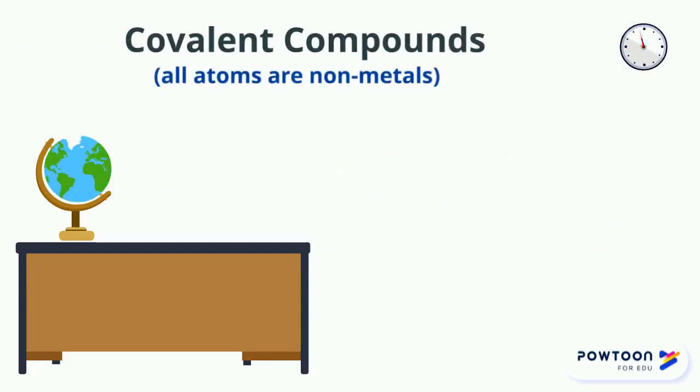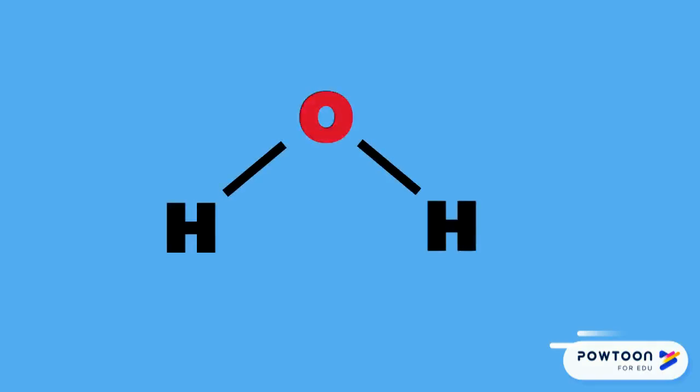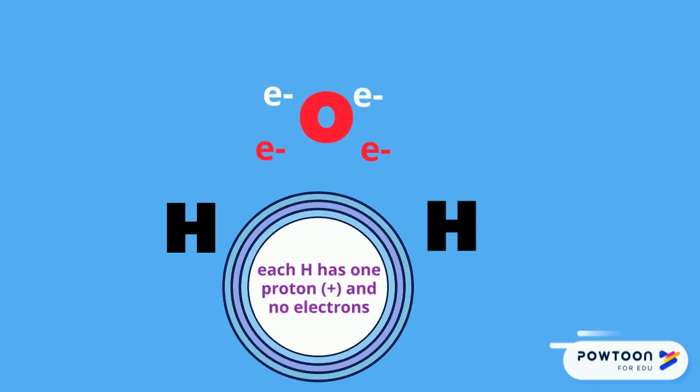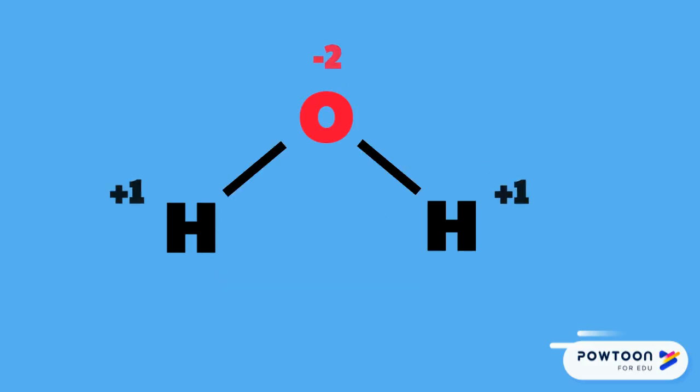In covalent compounds, the electrons in a shared bond are assigned to the more electronegative atom. For example, in the water molecule, the oxygen atom is more electronegative than the hydrogen atoms, so we assign the shared electrons to the oxygen. This leaves the hydrogens with a deficit of one electron, so a positive 1 oxidation number is assigned to each. The oxygen atom has 2 additional electrons and has an oxidation number of -2. In a neutral compound, the oxidation numbers will add to 0.